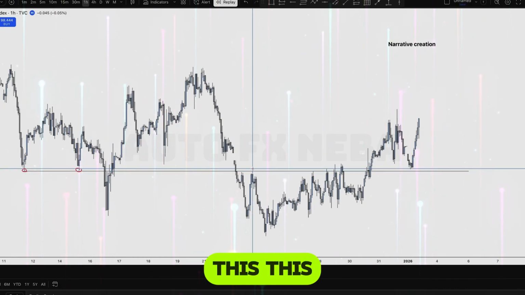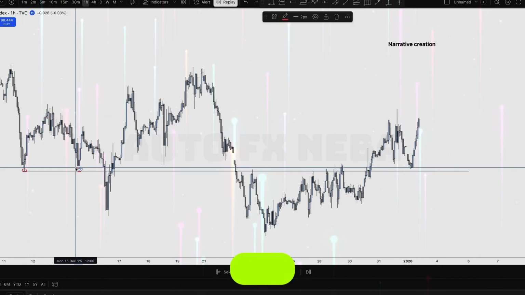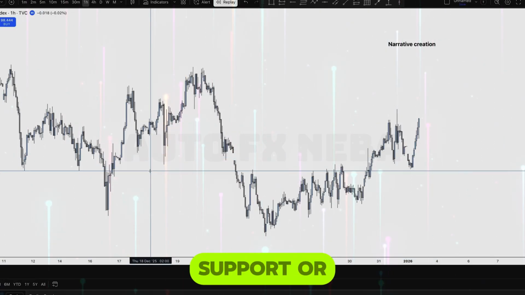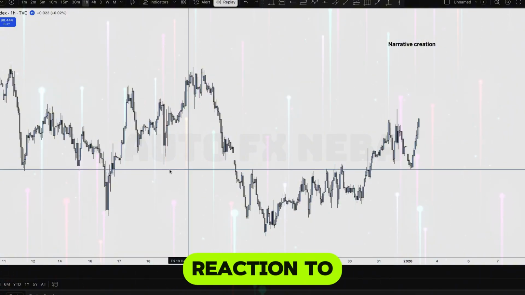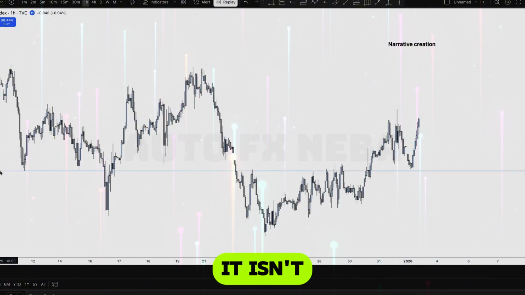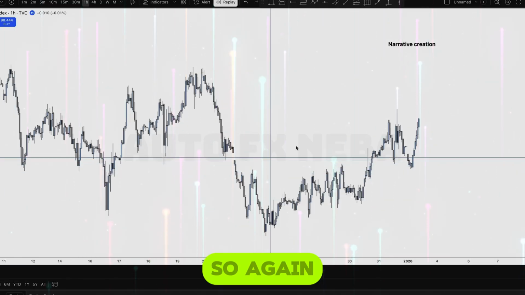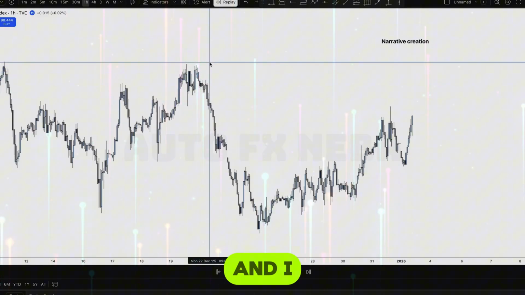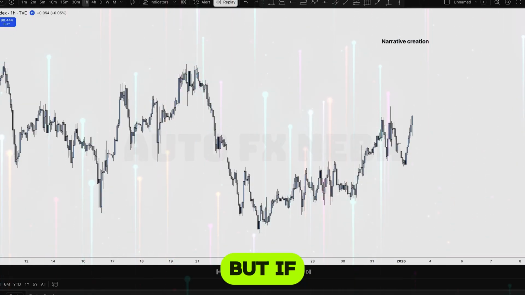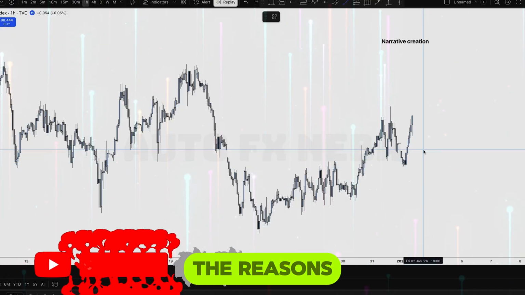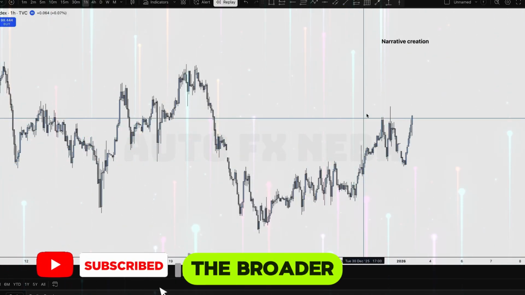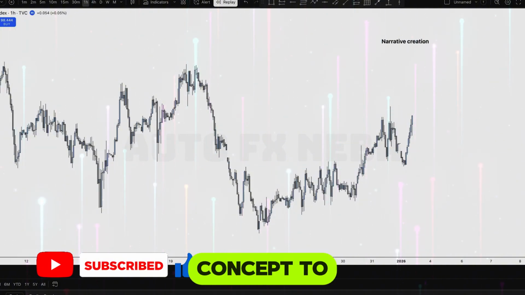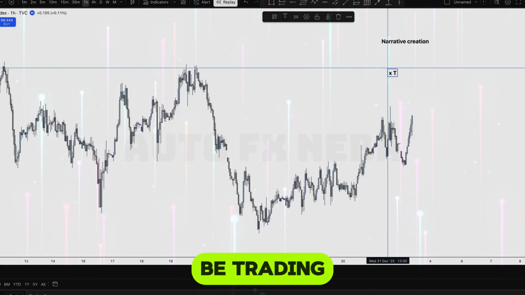If we think about it, this line does not actually exist in the market. It is literally something you've drawn on. If we delete this line, then there is no more support or resistance. Sure, the market showed reaction to this level a few times, but really it isn't there anywhere outside of your imagination. So again, you may like support and resistance. If you do, keep trading it, stop watching my videos, and I hope you reach success. But if you've been struggling to win with it, that is one of the reasons why. It gives us no information to the broader story or the context of the market. Therefore, I don't think it is a good price action concept to trade. So we will not be trading support and resistance.